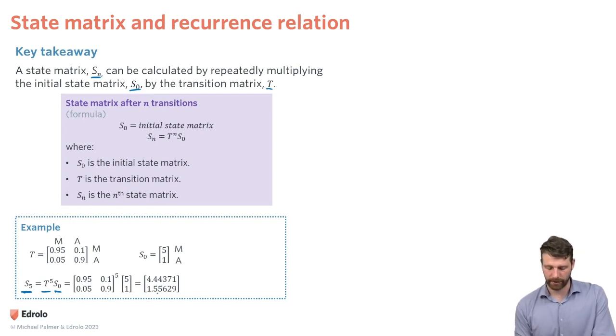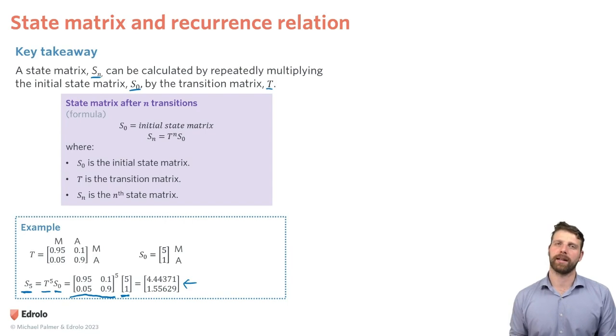I've got a calculator here to show you how to do this, but if we take T and raise it to the power of 5 and multiply by the initial population of 5 million and 1 million in Melbourne and Adelaide respectively, then we should get this number here, 4.44371 million in Melbourne and 1.55629 million in Adelaide. So doing that by hand would be very cumbersome. So this is why a calculator is good. So let's pull up the calculator and see how to do it.